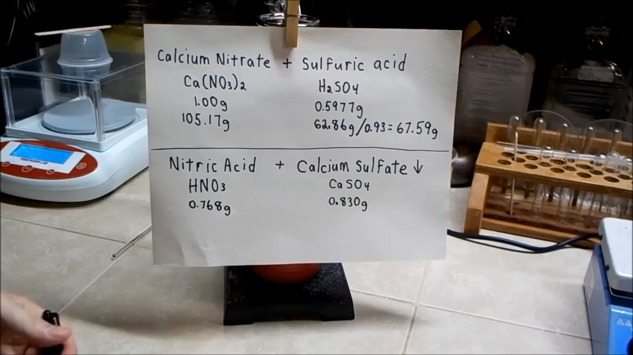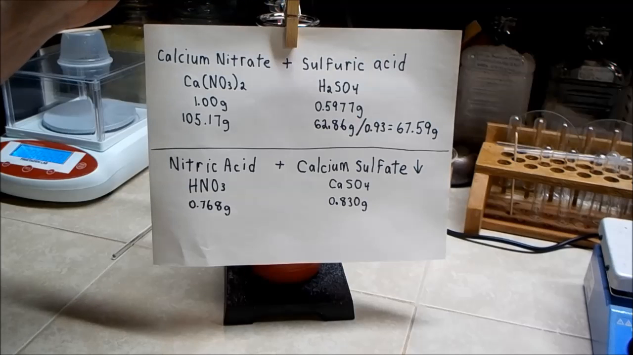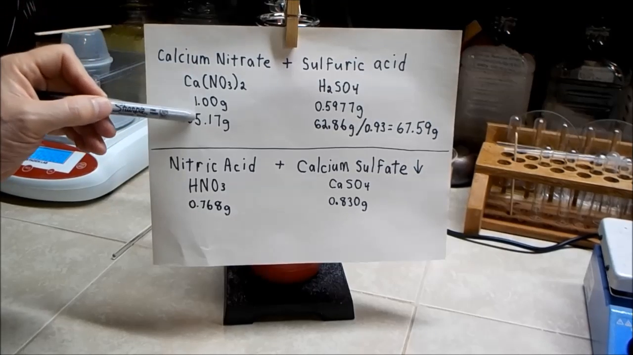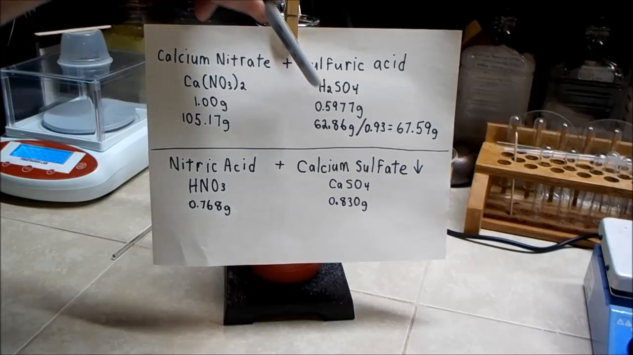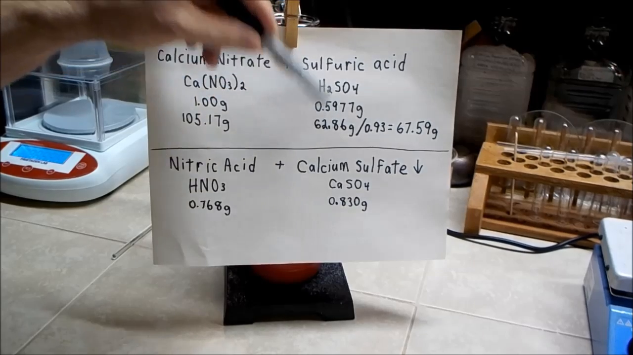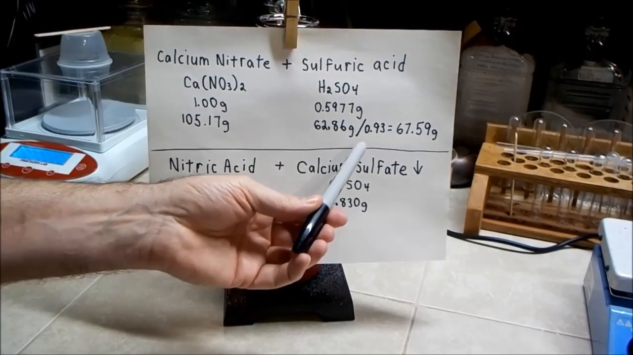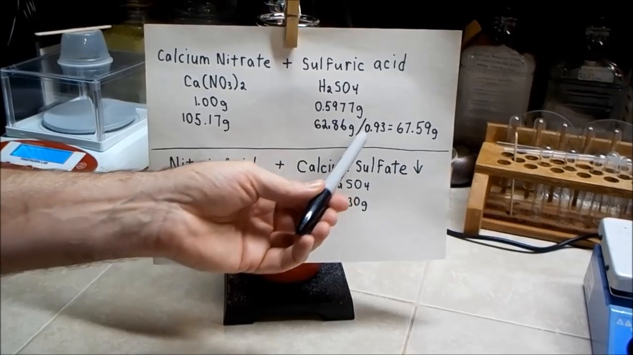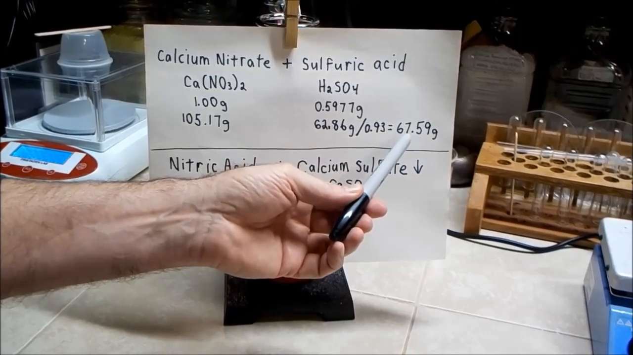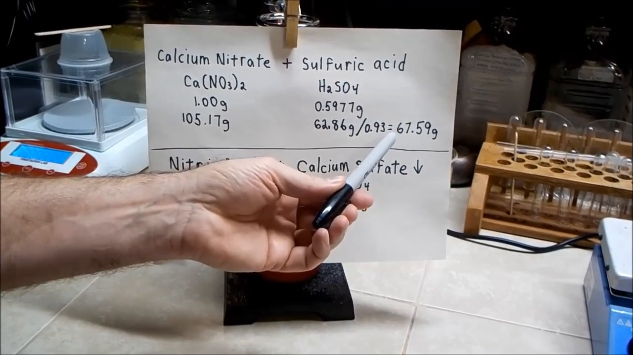As I showed earlier, this is how to balance the ingredients to get the right amounts. I just determined that I had 105.17 grams of calcium nitrate. So I multiplied that by 0.5977. That tells me I will need 62.86 grams of pure sulfuric acid. And I determined earlier that my concentration is actually 93%. So I divide by 0.93, which means I'm going to need 67.59 grams of my sulfuric acid when I do the reaction. So I'll carefully weigh out that amount.